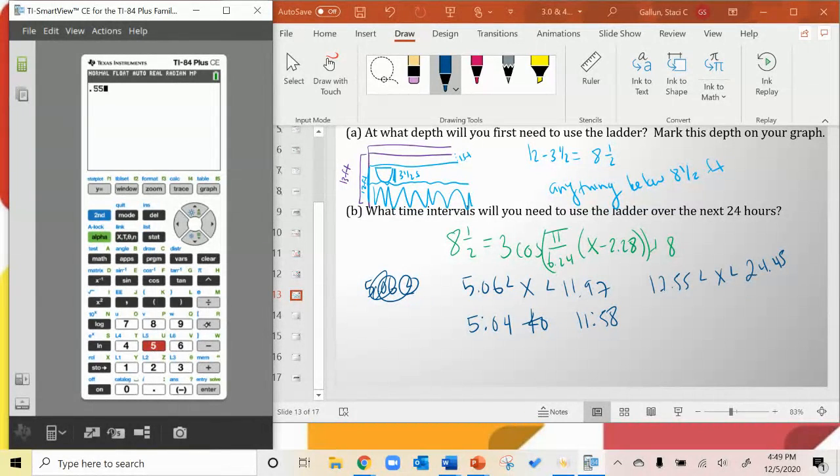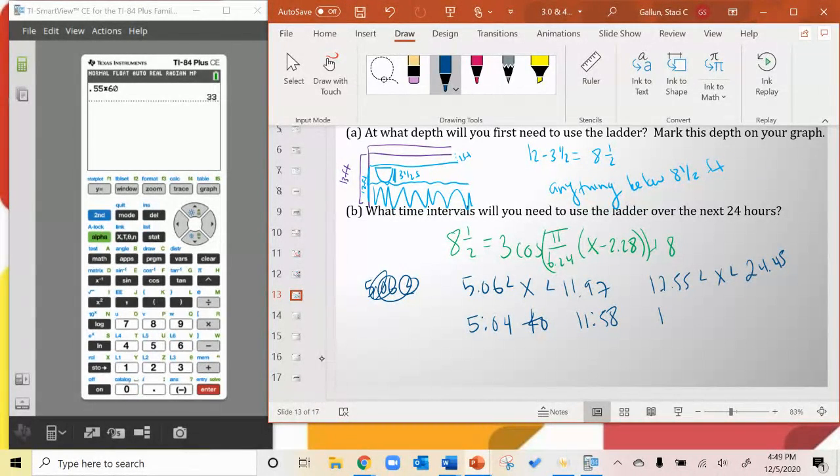55.55, 0.55 times 60 is 33. So the 17 is what? This is 5:33 p.m. So this is a.m.